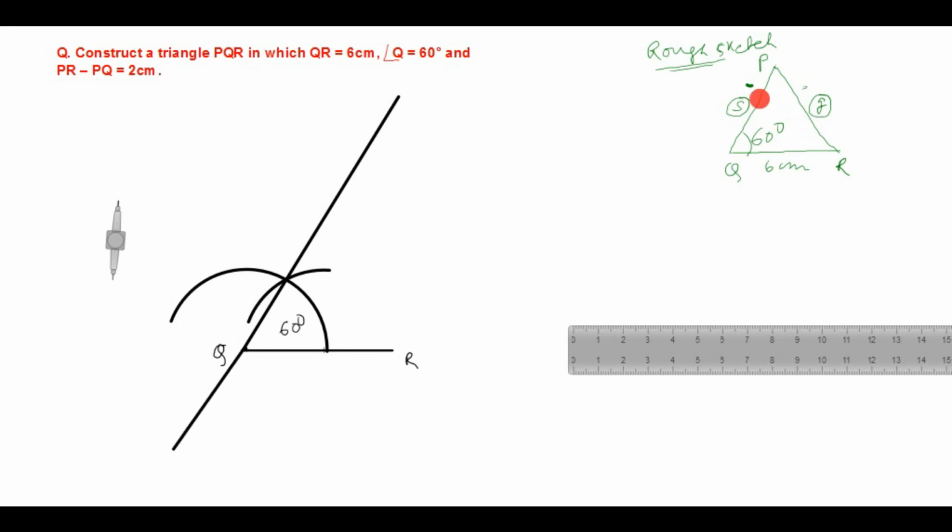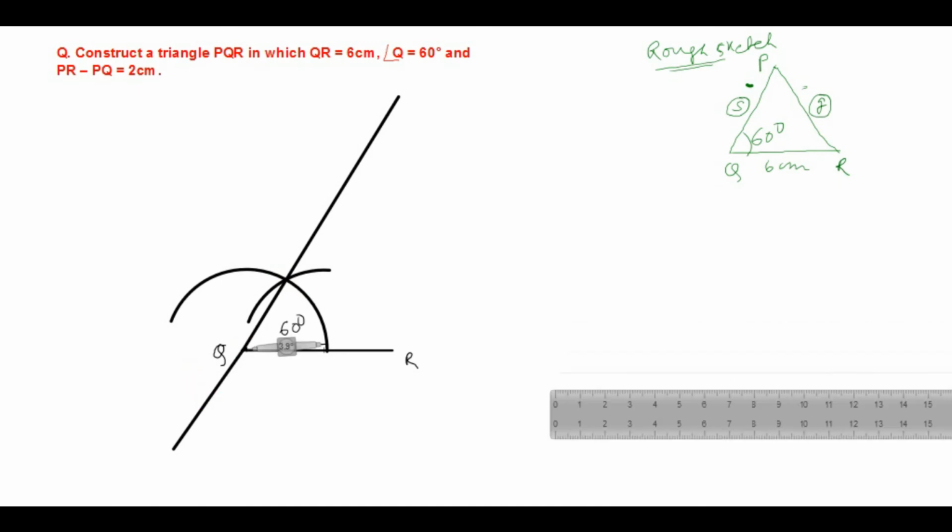Earlier we cut 3.5 centimeter on the upper side, when this part was greater. But when this part is greater, we have to produce backward, and that difference is your 2 centimeter. With the compass, from Q you cut a 2 centimeter arc on this side. You have to keep the pointer at the point Q and then take this side and cut one arc of 2 centimeter.